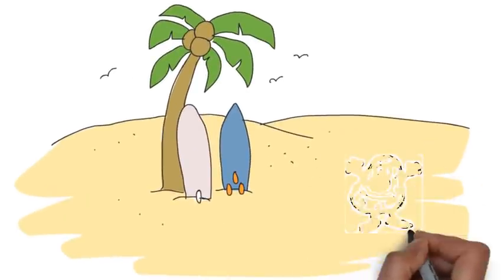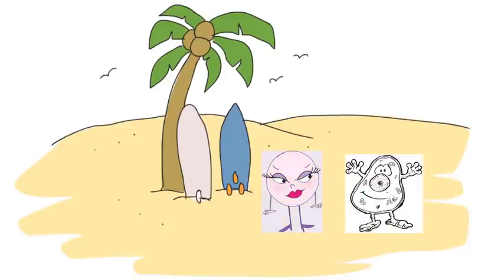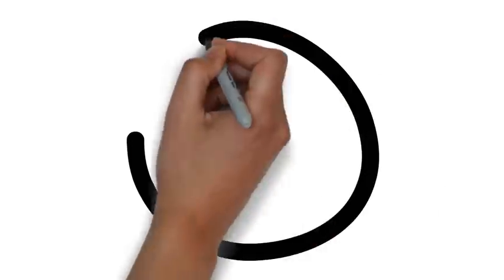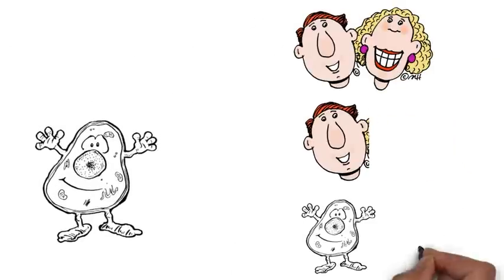Meet Marcel, the cell. Marcel enjoys long walks on the beach and meeting different egg cells. That's right, Marcel is a sperm cell. But where did Marcel come from? Like you and me, Marcel came from his parents. Well, parent cell, that is.